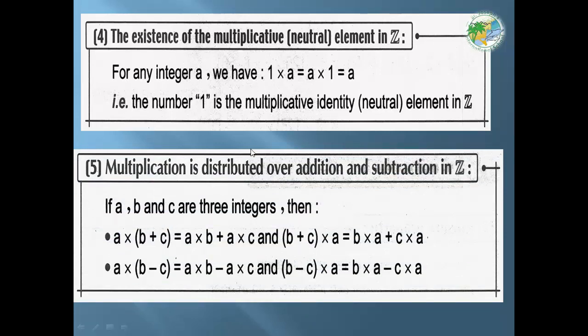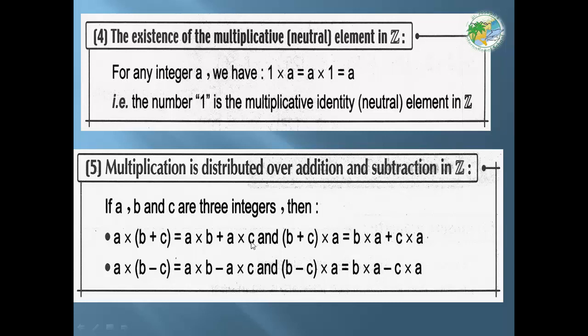Multiplication is distributive over addition and subtraction. We studied this property last year. Multiplication is distributive over addition and subtraction in Z. If A, B, and C are three integers, then A times (B plus C) equal, يلا distribute يعني بنعمل A times B plus A times C. Okay, and (B plus C) times A the same, هي B times A plus C times A.